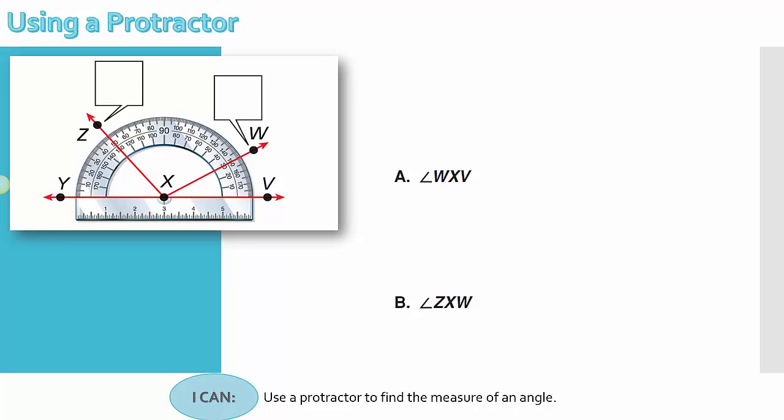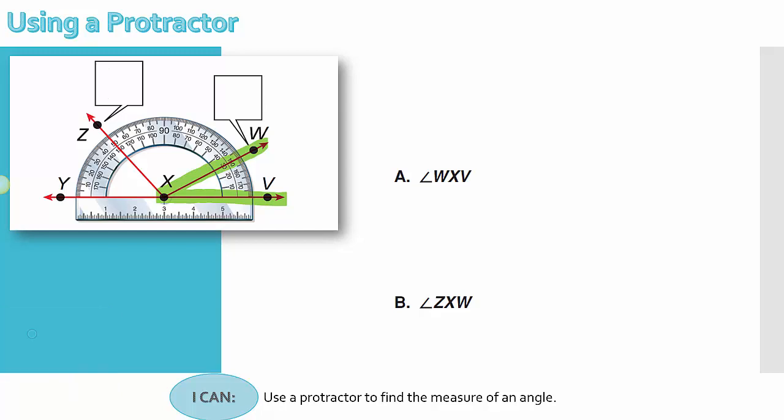All right, so if we look here at a protractor, we have a couple of angles that we are going to try to measure. The first angle we're going to try to measure is angle WXV. It's important that we name this angle using 3 letters because there are several angles that have a vertex at X. So if we just say angle X, nobody will know what you're talking about. But if you say angle WXV, people know exactly what you're talking about.